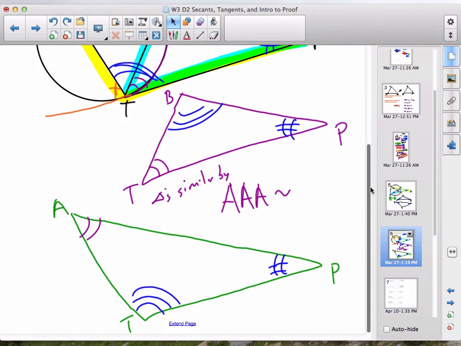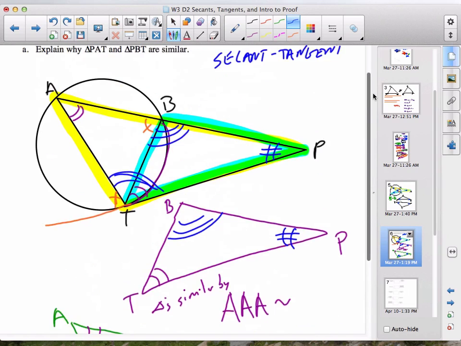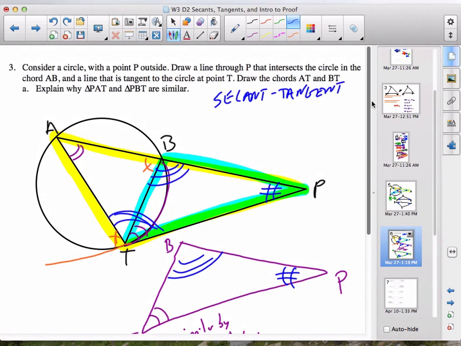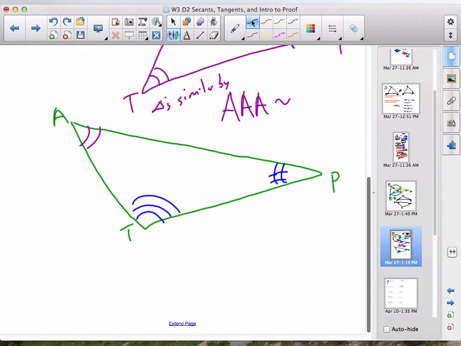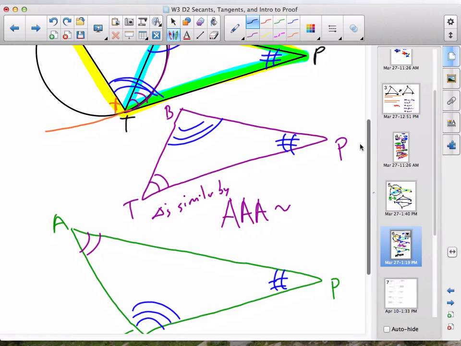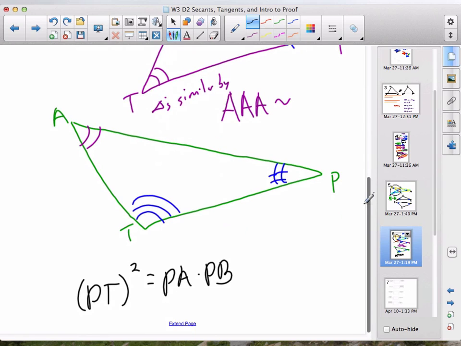Okay, so we've proven the two triangles similar, and our goal is eventually to prove that PT squared. What are we trying to prove here, Michael? PT squared equals PA times PB. So any idea using what we just did? Maybe this is a similar problem to an earlier one. How could we conclude this?